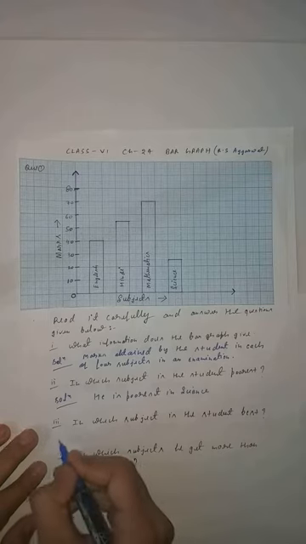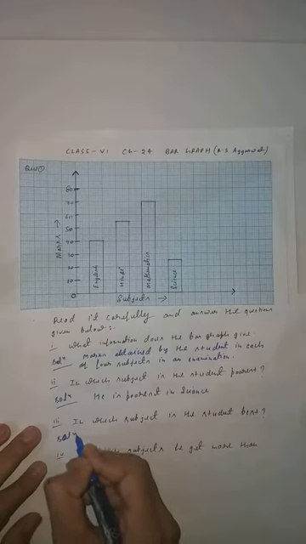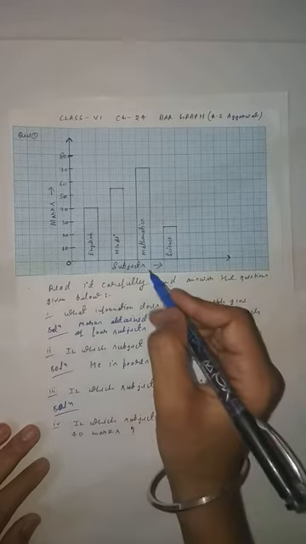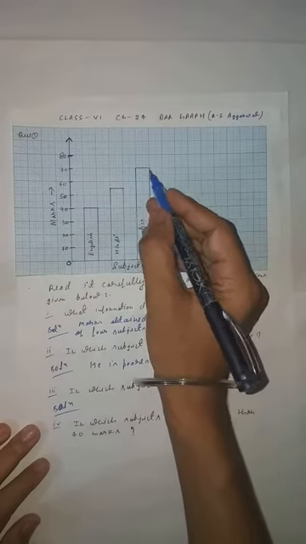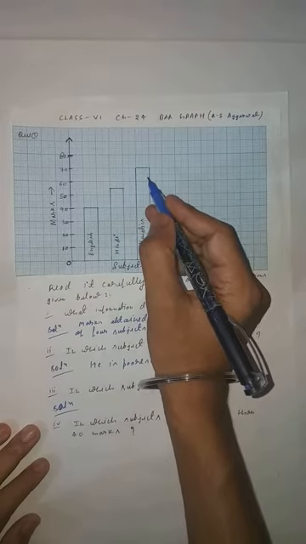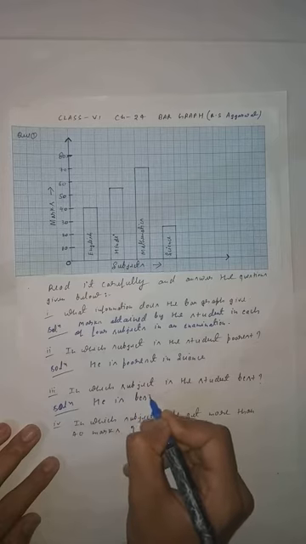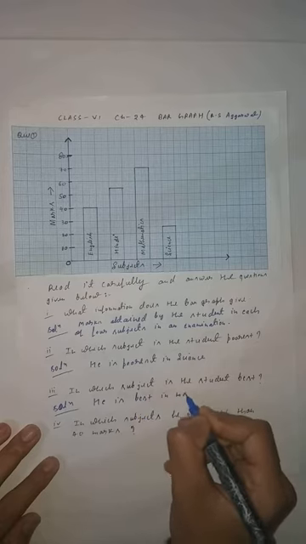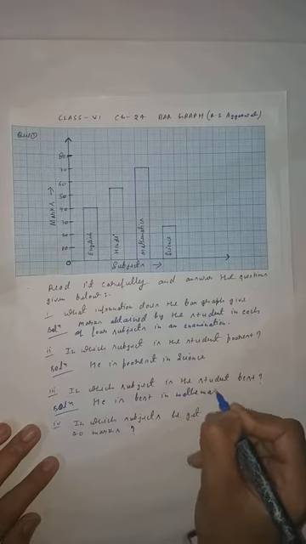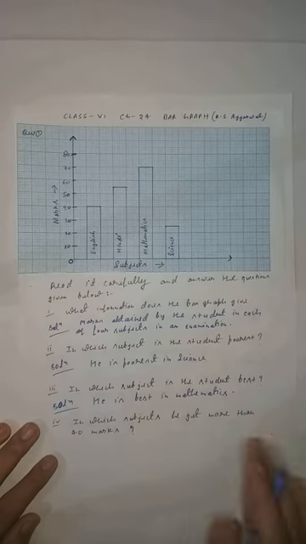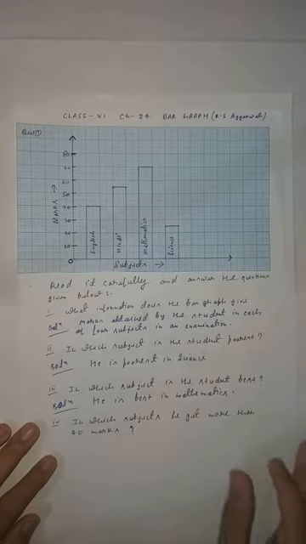Now next, in which subject is the student best? Clear student? In which subject is the student best? So how can you find out? Best means in which subject he got maximum marks. Bar graph of mathematics, you can see 70, lies on 70, and this is the highest bar. So easily you can say he is best in mathematics. Why is the student best in mathematics? Because in mathematics he got how many marks? He got 70 marks. Clear student? So this is the answer of the third one.